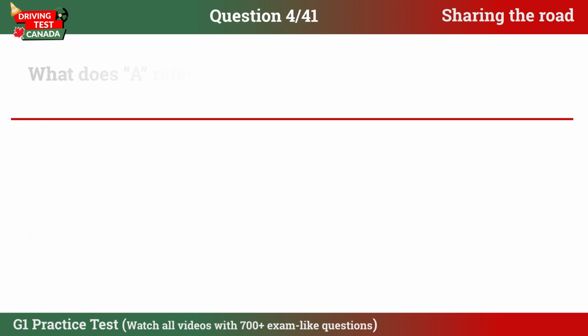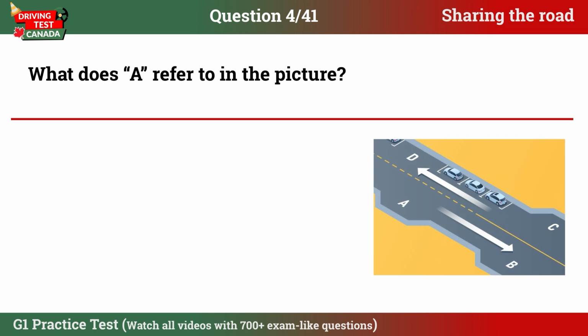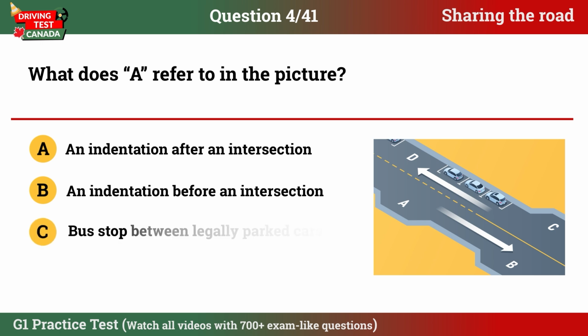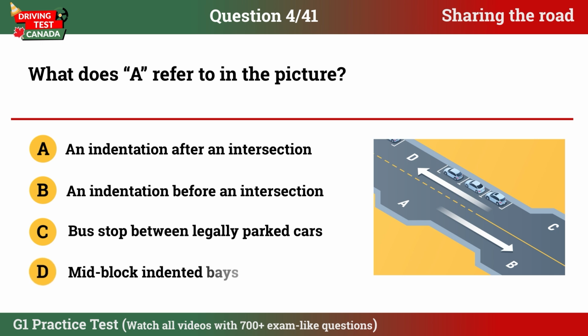Question 4. What does A refer to in the picture? A. An indentation after an intersection. B. An indentation before an intersection. C. Bus stop between legally parked cars. D. Mid-block indented bays.